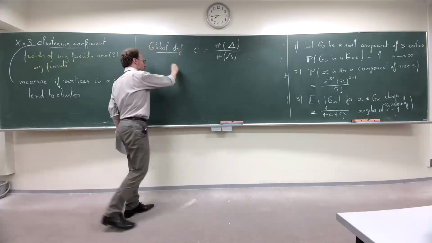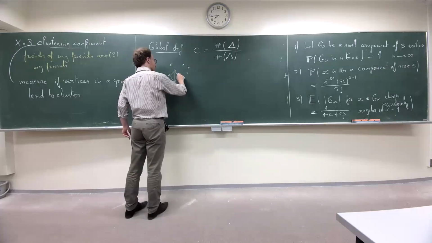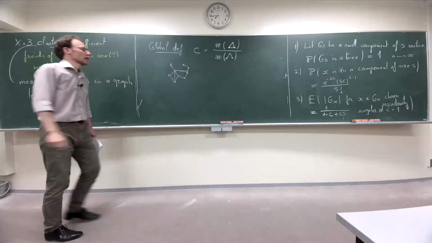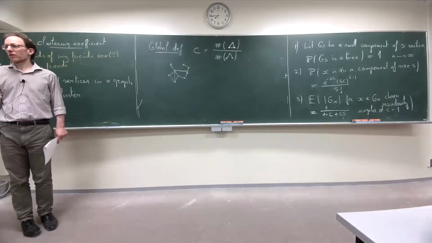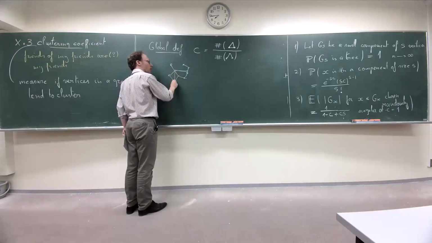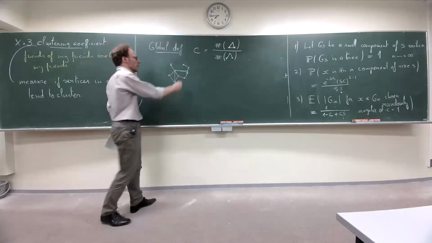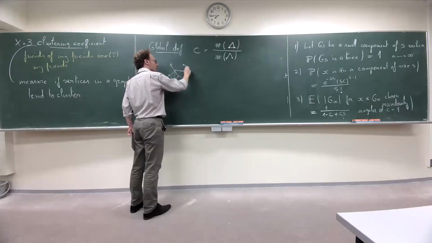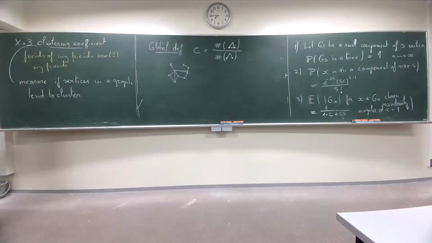No matter what your graph is, even a complicated graph, this definition is independent of the model we consider. You look at all triplets of vertices, and you count how many times you have a closed triangle, and you divide by the total number of triplets where you have three vertices connected by only two edges.